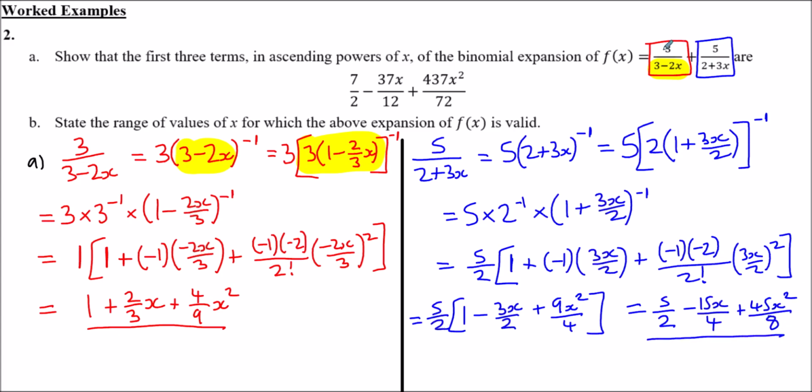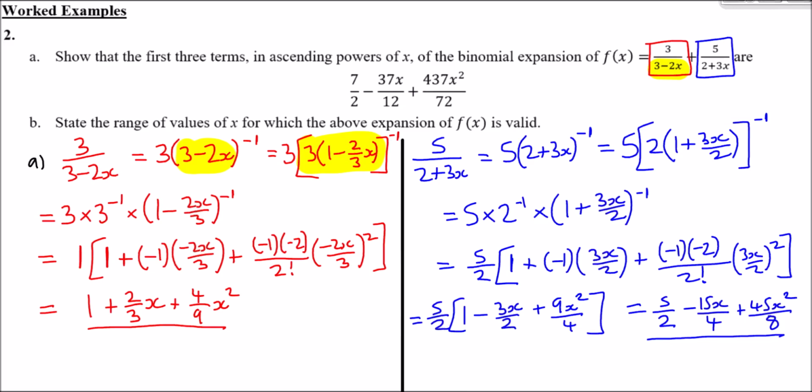So we've got the two ingredients. We've got this fraction here written as a binomial expansion, and this one in blue written as a binomial expansion. The final thing for part A is now to combine these two and show that these two combined equal this result here, which we need to prove. So that's what we're going to do here next.